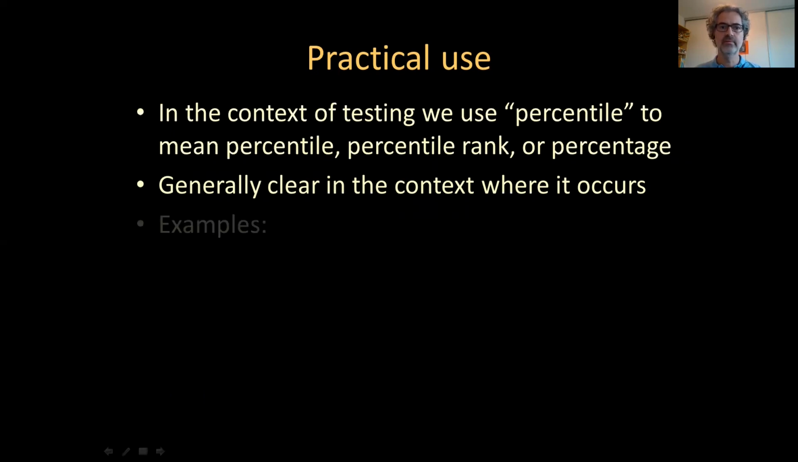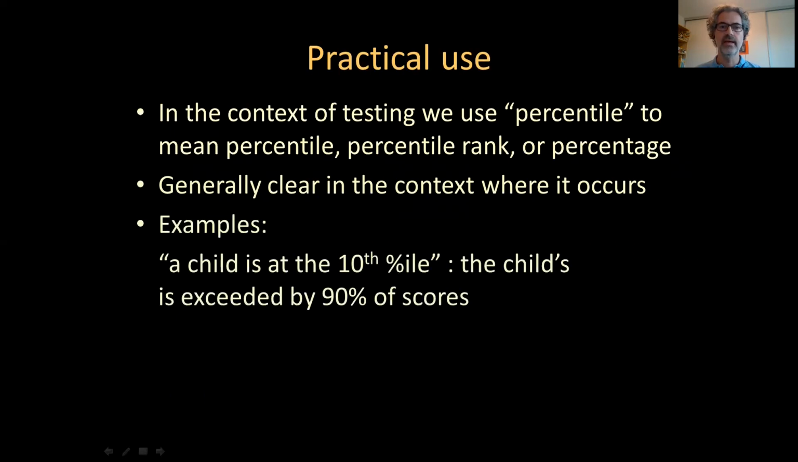So as an example, we might say a child is at the 10th percentile. When we say that, we mean that the score that this child got on some test is less than 90% of scores. So 90% of children score higher. So 10% of children score less than or equal to the score of this child. So we say then that this child is at the 10th percentile. This is not according to the formal definition, but this is standard usage.